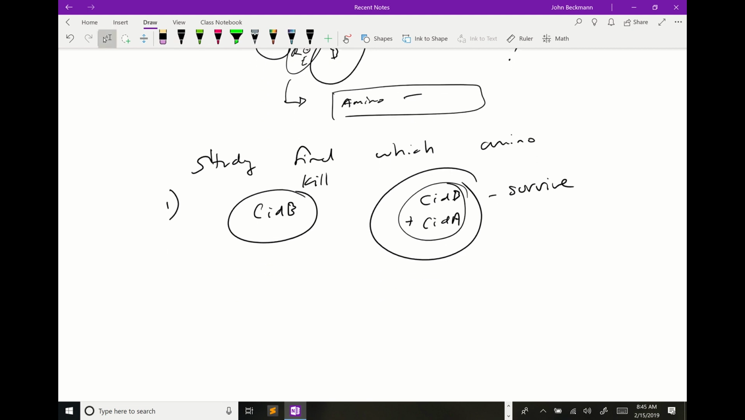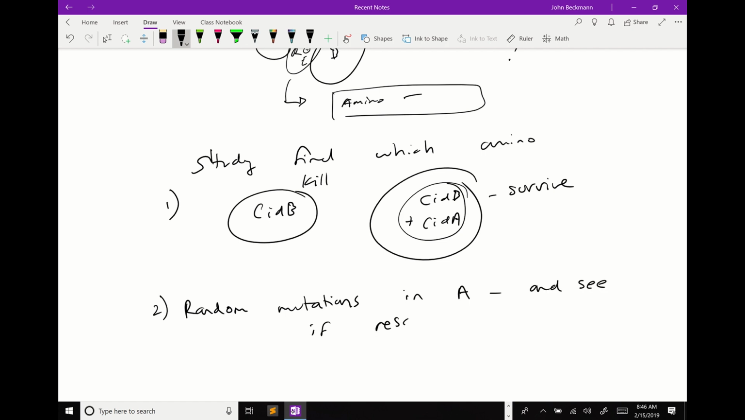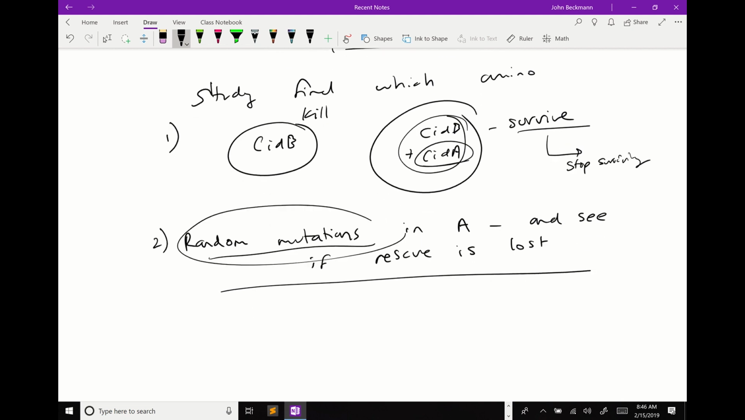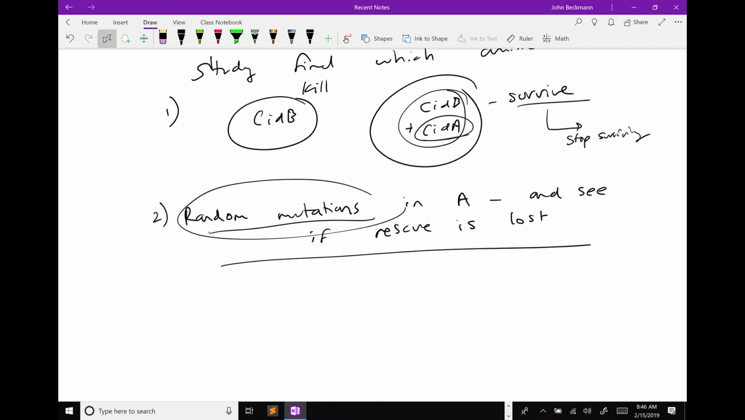So one way to do this would be, I could make random mutations in A and see if rescue is lost. Does that logic make sense? So the way that I would measure that is if things that normally would survive in the presence of SID-A stop surviving, I could measure that by making random mutations. I haven't talked about how to make random mutations yet, but I could logically do that, okay?